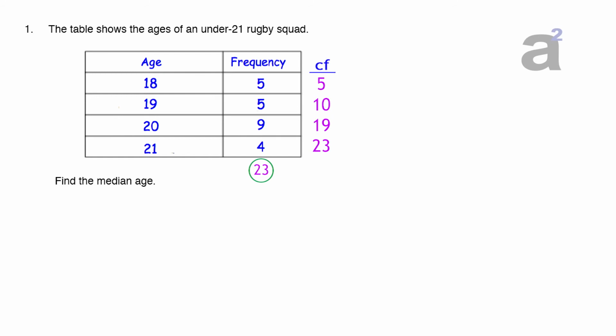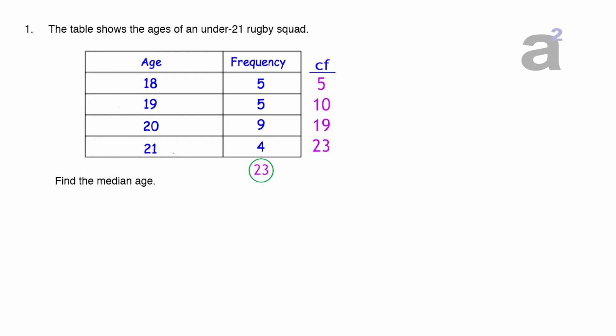Now for the median, let's see the meaning of this cumulative frequency. In the first line, we got a cumulative frequency of 5. That means the number of people having the age 18 is 5. Next is 10. That means people up to age 19 is 10. 19 means people up to age 20 is 19. 23 means people up to age 21 is 23. So this is the meaning of cumulative frequency.